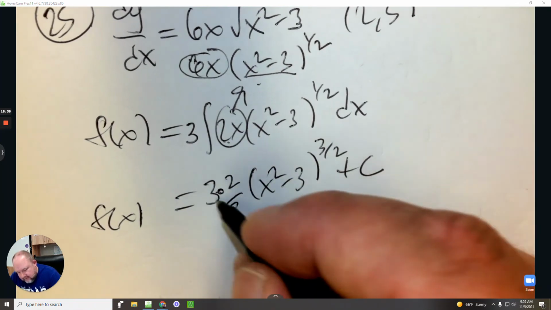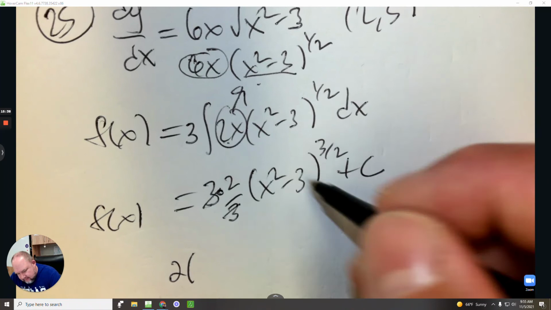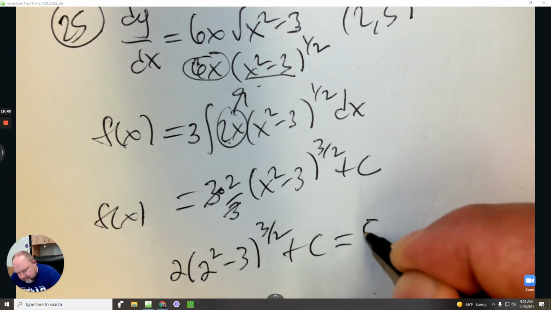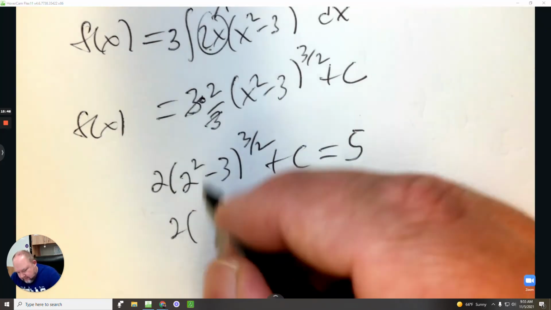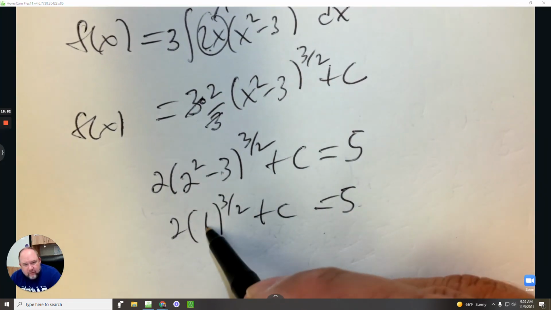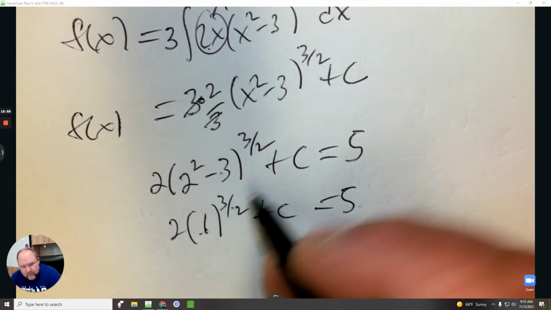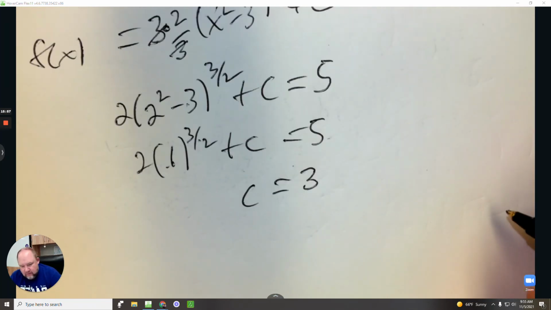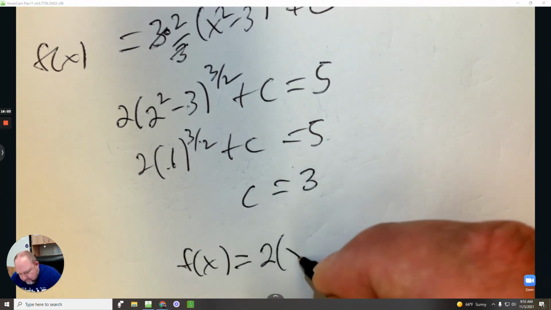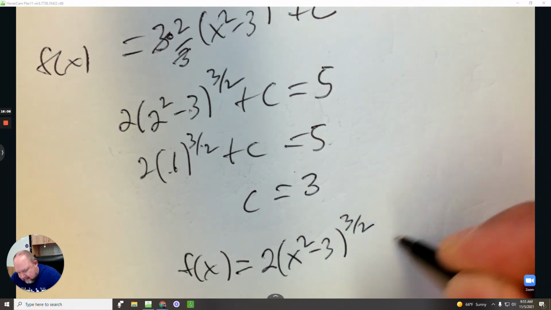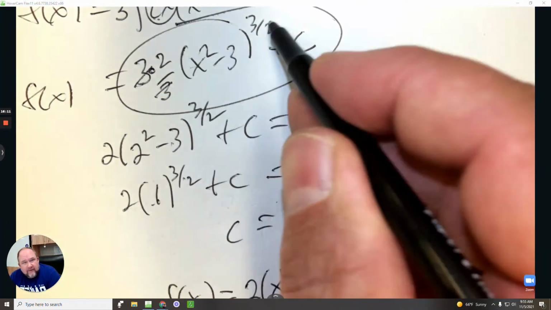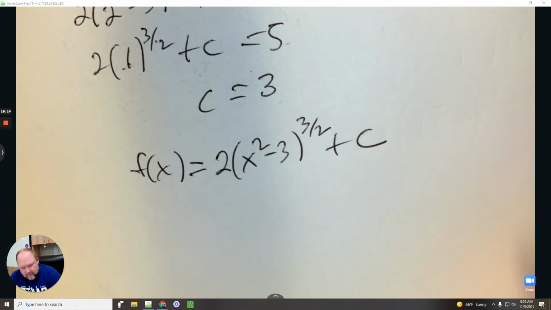So the 3's cross out, so we have 2, x is 2, and it's equal to 5. So 4 take away 3 is 1. 1 to any exponent is 1, so this is just 2. So subtract 2, and c is equal to 3, and then you put it all together. So that would be 2x squared minus 3, 3 halves, and then c is 3 from here. So I write this down, and then I put down what c equals. Oops, c is 3. Why didn't I write down 3?